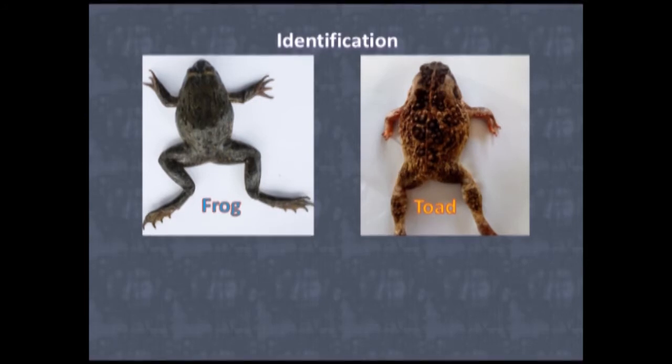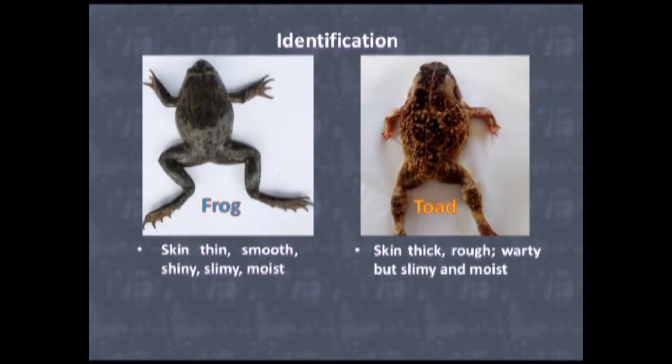As you look at the two images, you realize that the skin of a frog is thin, while when you look at the skin of a toad, it is thick. The skin surface of a frog is smooth, shiny, slimy, and moist, whereas when we look at the skin of a toad, the surface is rough, warty, but is also slimy and moist.